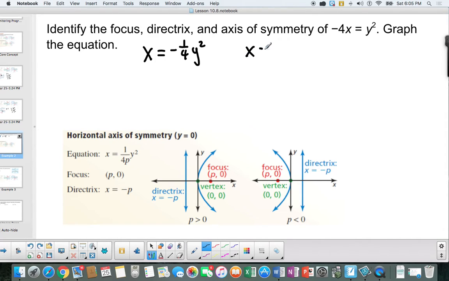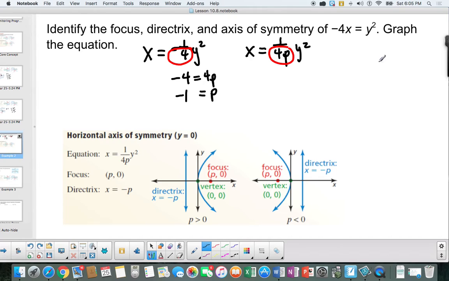And remember, this is the format, 1 over 4p y squared. So all of this represents this part right here. So I'm going to set them equal to each other. I'm going to say negative 4 is equal to 4p. I'm going to solve for p. P is equal to negative 1.